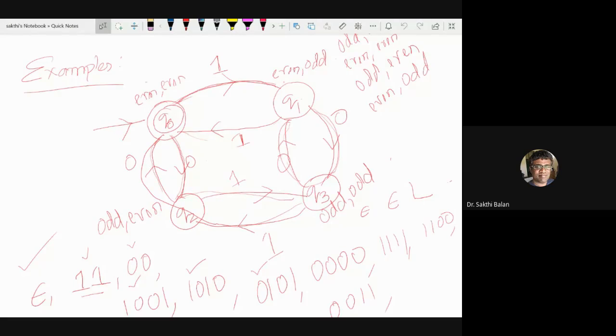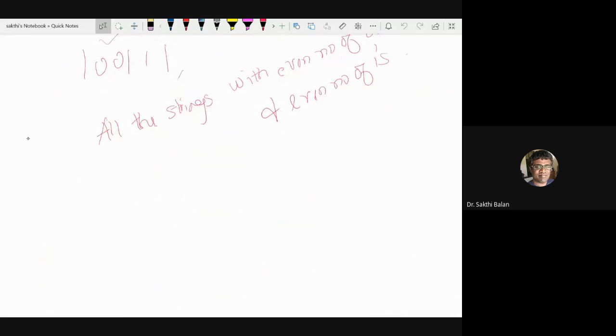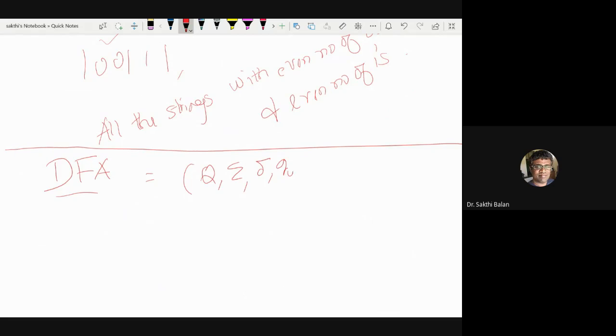So in the last class, what we were doing was defining what we mean by a finite automata. And not only finite automata, we described what we mean by a deterministic finite automata. So we gave a formal definition and said that it is a quintuple Q, sigma, delta, Q naught, F. So if you are asked to give a finite automata, you need to give all these 5 elements.